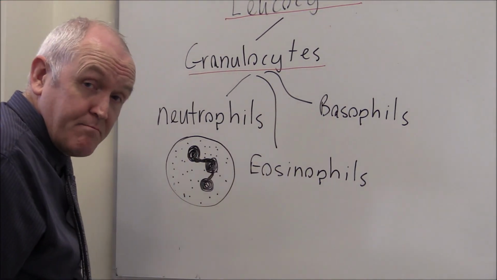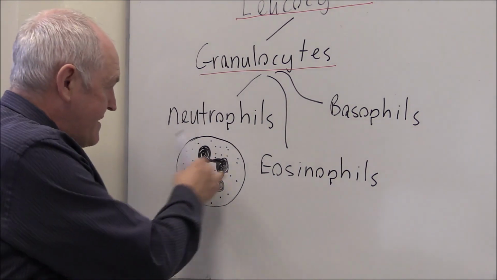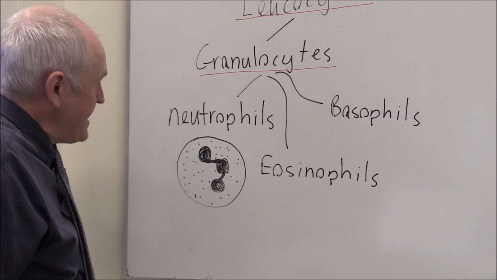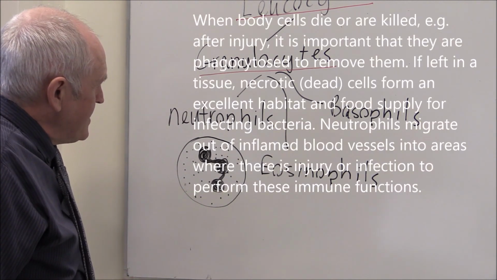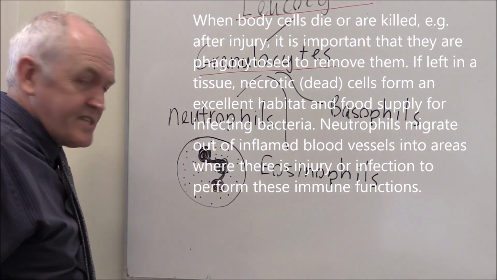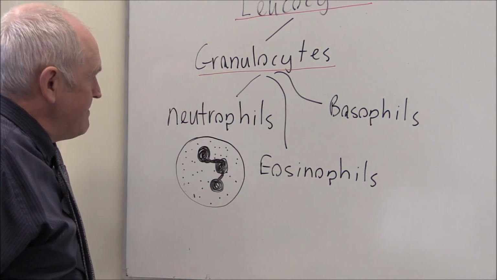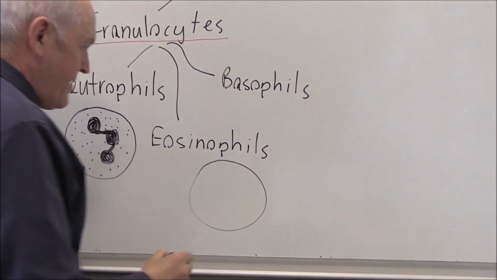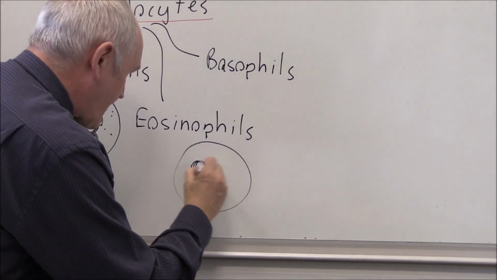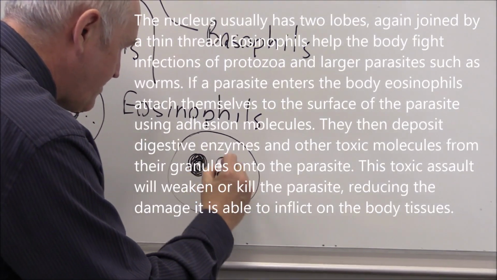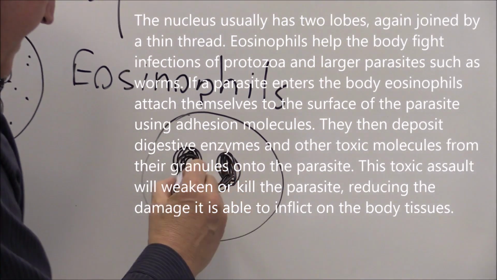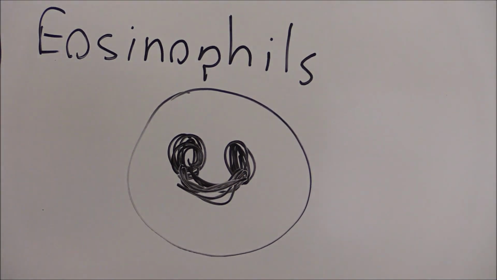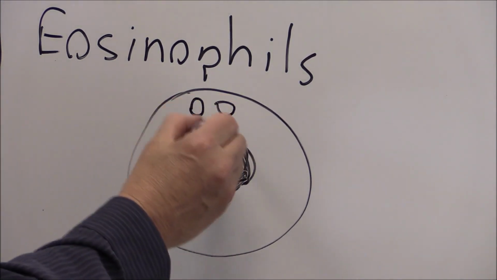Particularly important for fighting bacterial infections because they can phagocytose bacteria, and indeed they can phagocytose dead tissue cells as well. So the neutrophil is absolutely vital for protection against bacterial infection. Now the eosinophils have a 2-lobed nucleus, something like this, 2 lobes held together by a thicker strand. So these are the eosinophils, and these tend to have larger granules.